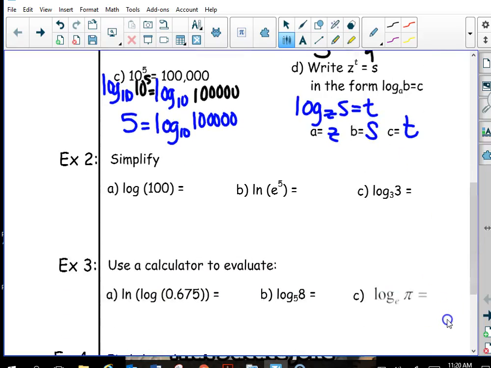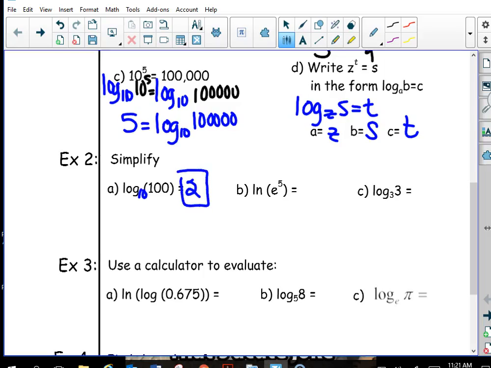Homework. All right, simplify the common log of 100. If there's no base given, that means my implied base is 10 with log. Now, log base 10 of 100 is asking the question, what power do we raise 10 to get 100? Well, that simplifies to 2, because we raise 10 to the second power to get 100.